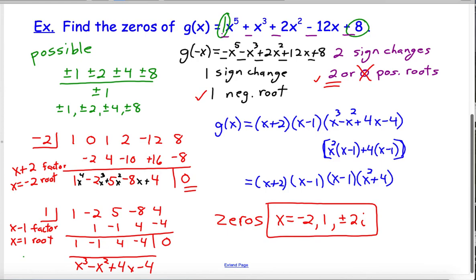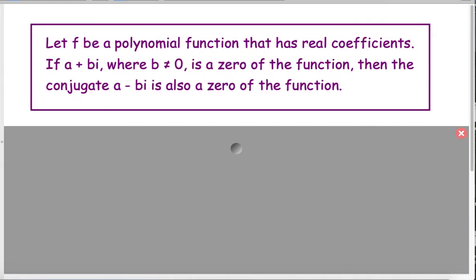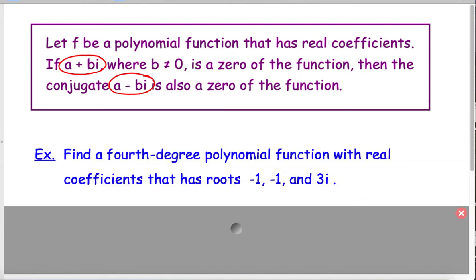All right, let's look at another theorem. If f is a polynomial function that has real coefficients, and if a plus bi, where b is not 0, so we have an imaginary number, is a 0 of the function, then its conjugate is also going to be a 0 of that function. So imaginary roots come in pairs with their conjugates. All right, so how does that help?